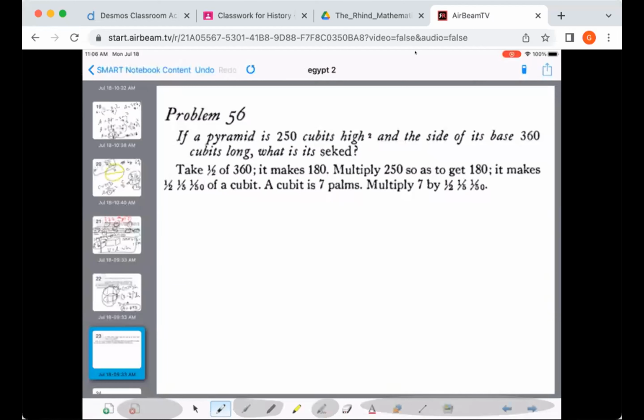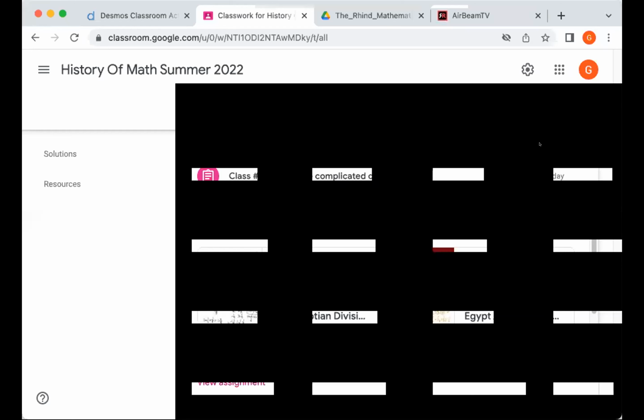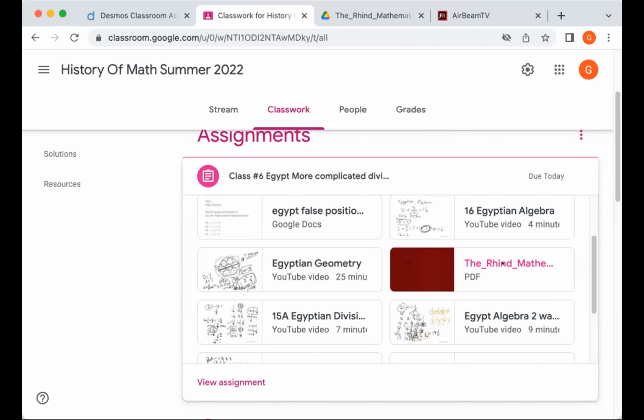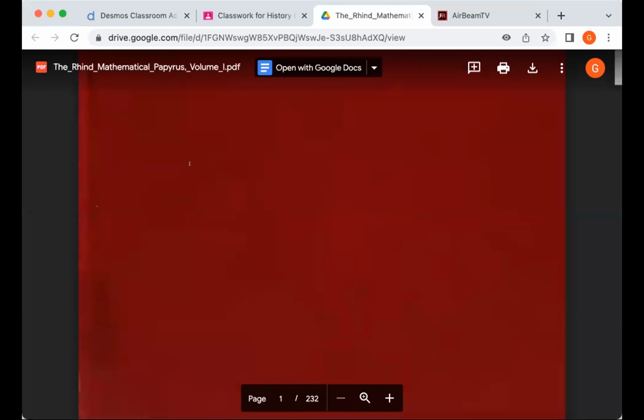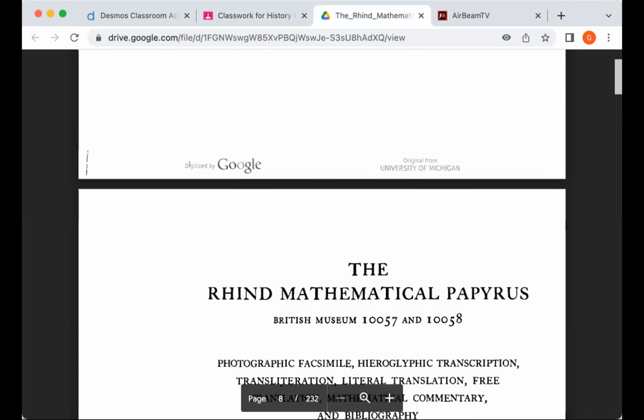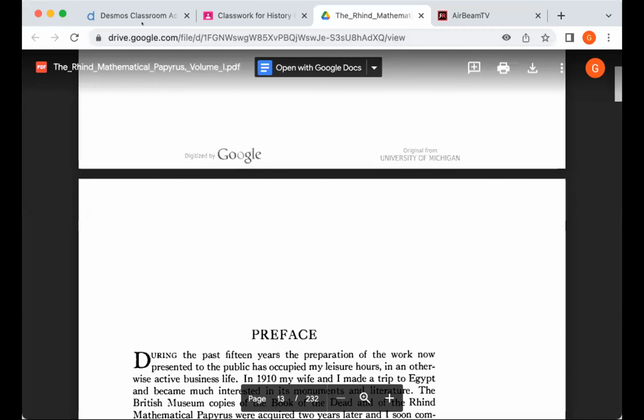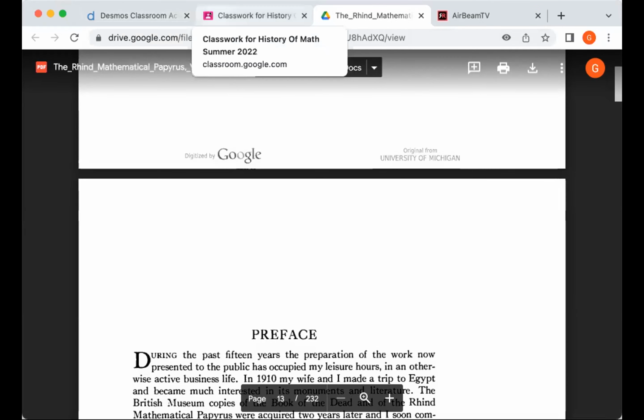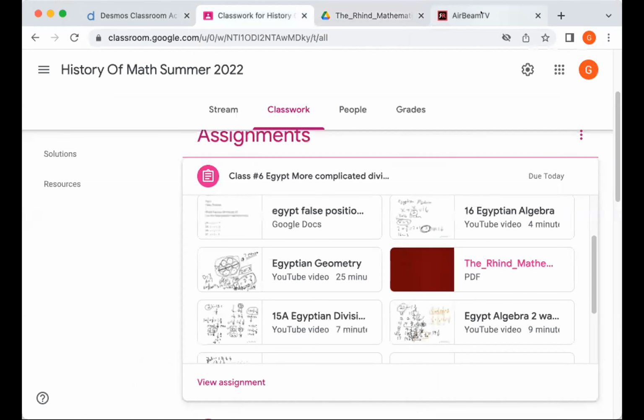So let's look now at question 56. By the way, I put a link into the Google Classroom. One says this PDF. That's actually a book, a full translation. I own this book, or at my school we have 2 copies of it, and it's really good. Tomorrow we're going to start a new culture. So this is the end, as far as we'll go, but you could do a whole course just on Egyptian math.